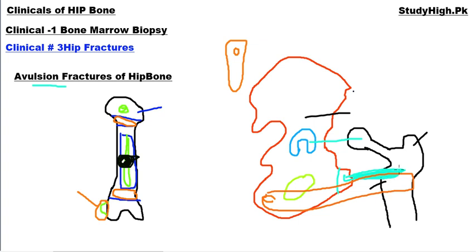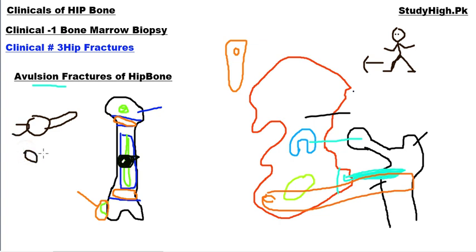Likewise, there are other structures like the transverse ligament, and bursae are also present between the greater trochanter and different parts of the hip bone and femur bone. Now I am going to inform you about the avulsion fractures of the hip bone. Avulsion fractures involve a bone connected with a ligament or muscles. When it is broken into two pieces, it is called an avulsion fracture of the hip bone.